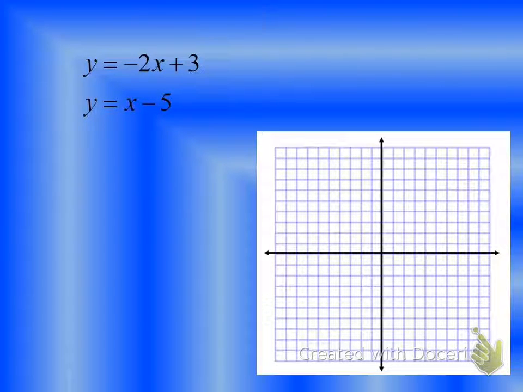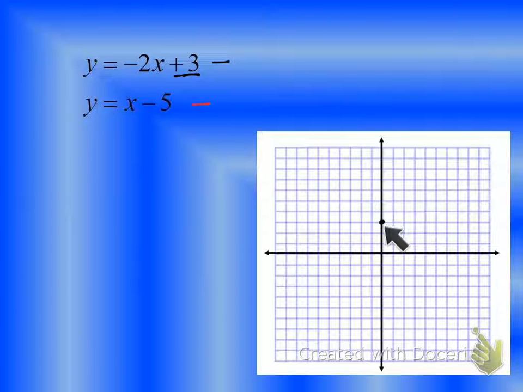First example, we have y equals negative 2x plus 3. I'm going to call that my black line. The second example, we have y equals x minus 5. Call that my red line. Okay, let's refresh. Where do we start? 3, on the y-axis, because that 3 is called the y-intercept. Very good.